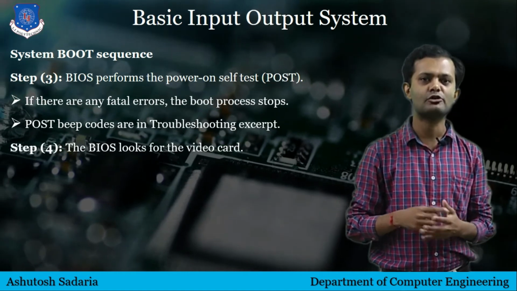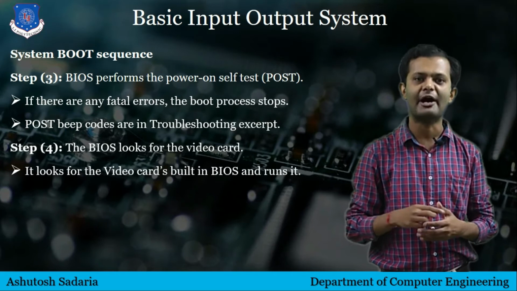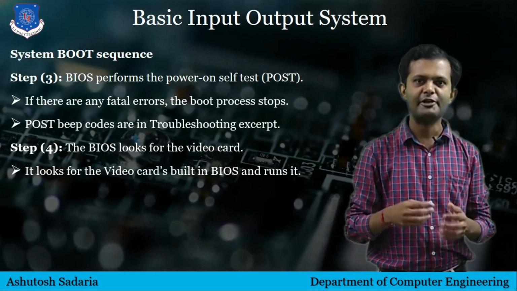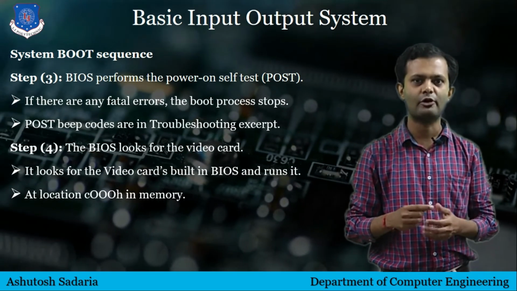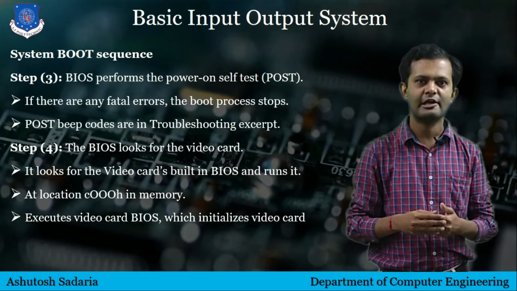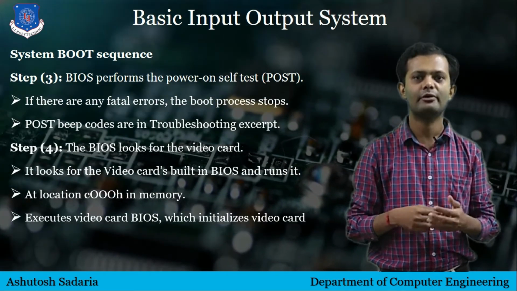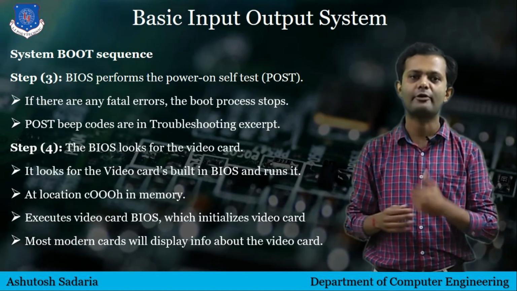In the next step, BIOS looks for the video card. In particular, it looks for the video card's built-in BIOS program and runs it. The video card BIOS is normally found at the location C000H in memory. The system BIOS executes the video card BIOS, which initializes the video card. Most modern cards will display information on the screen about the video card.